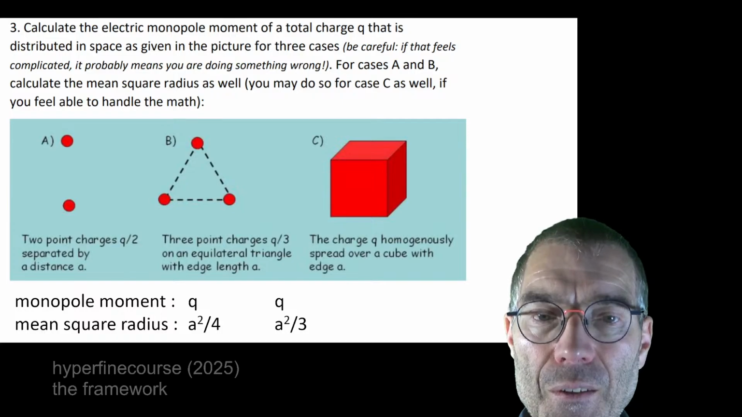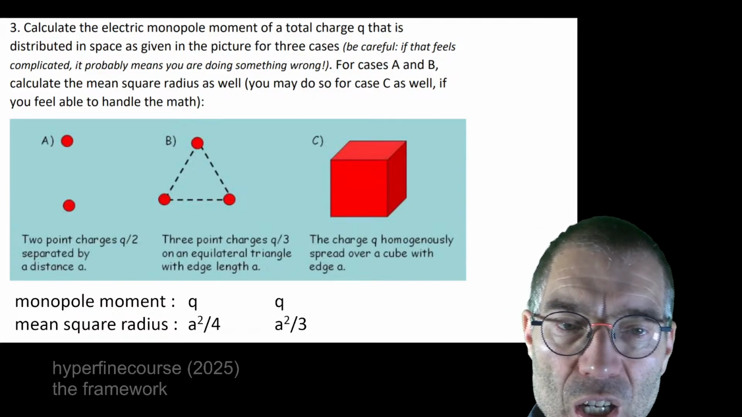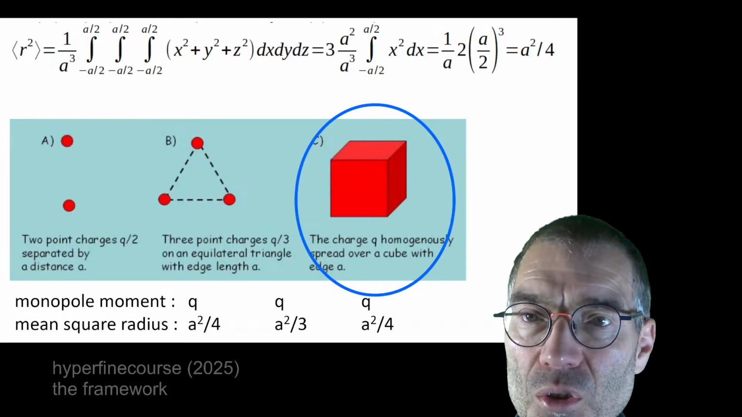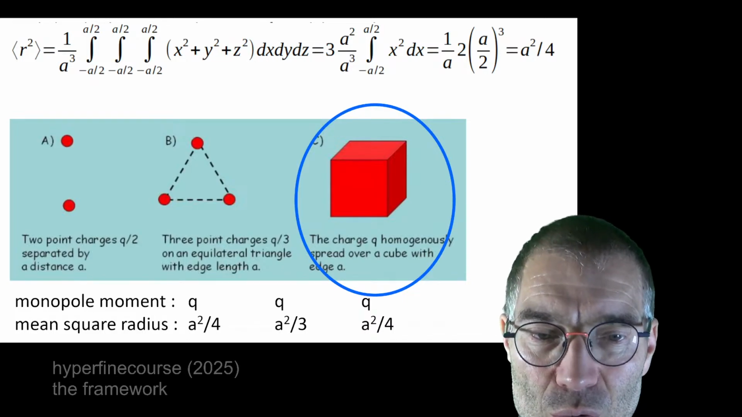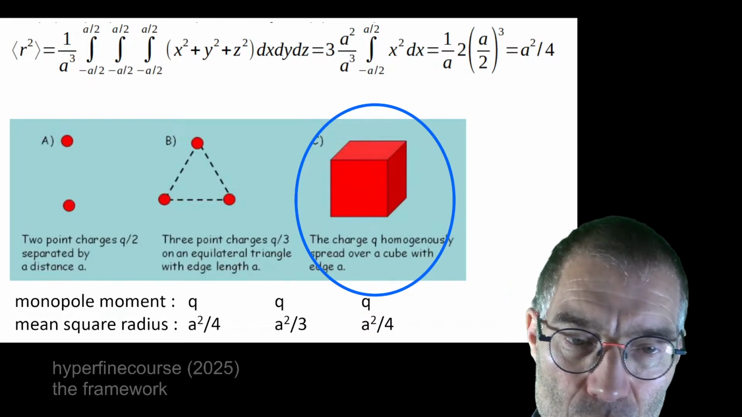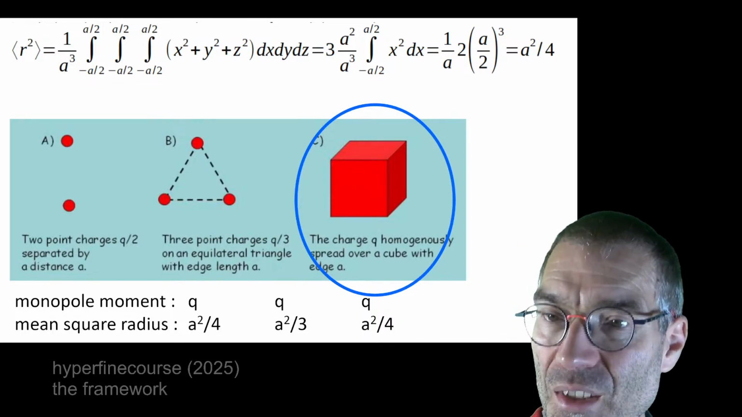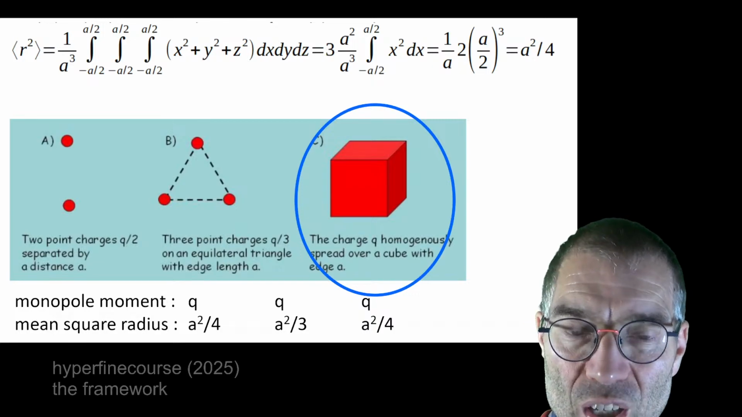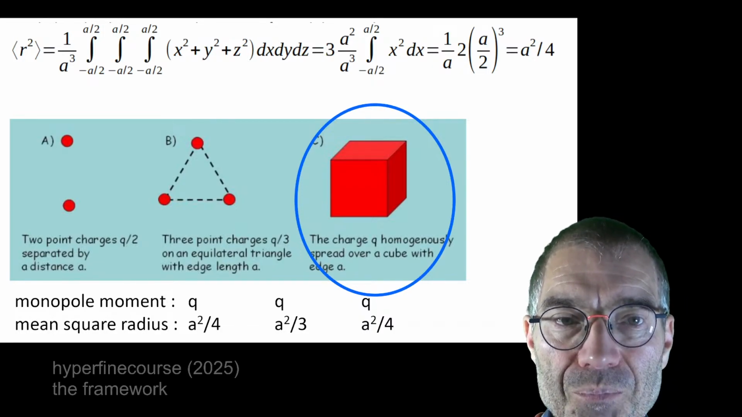And the last one, the continuous charge distribution, the cube, if you are interested in the result of that one, here is a short version of the solution. So a squared over 4, the same as for the 2 charges, the 2 point charges, that would be the mean square radius here.